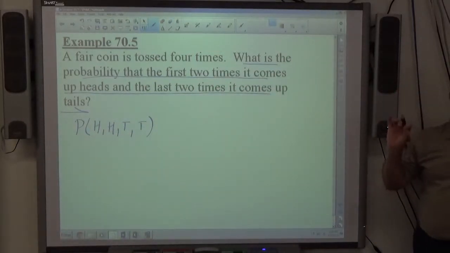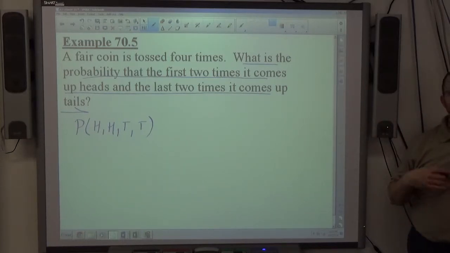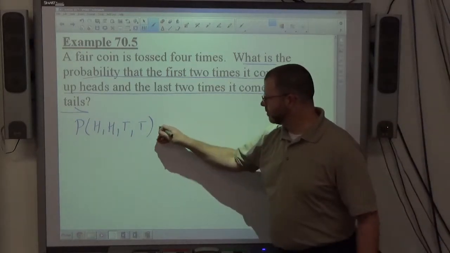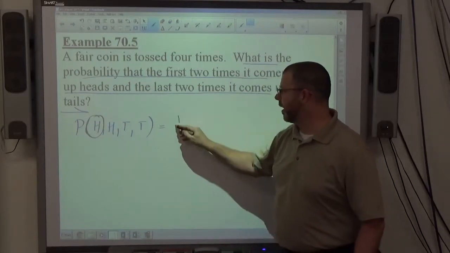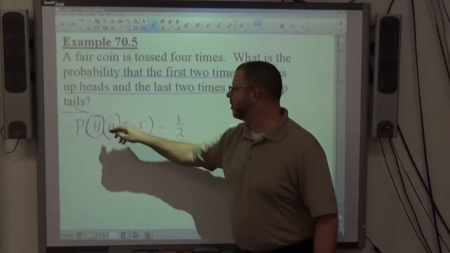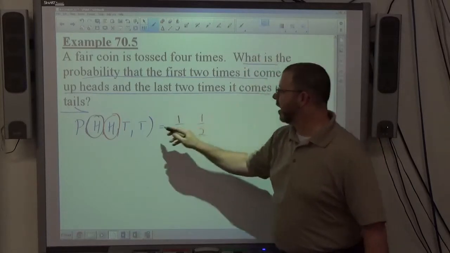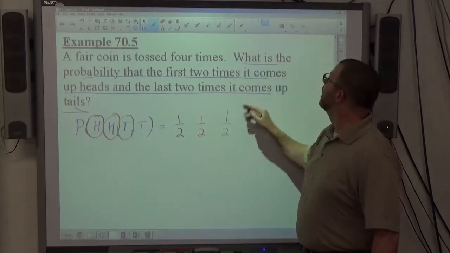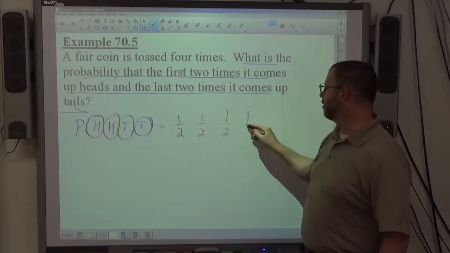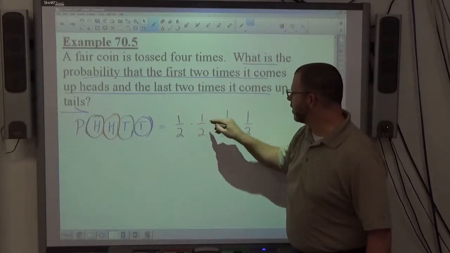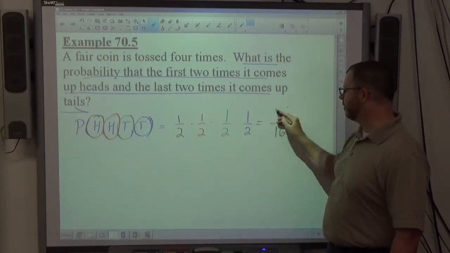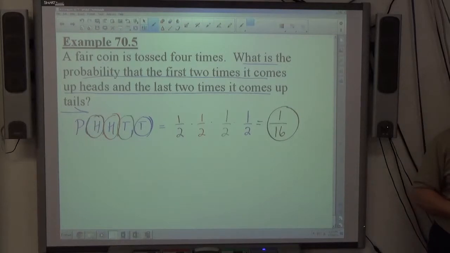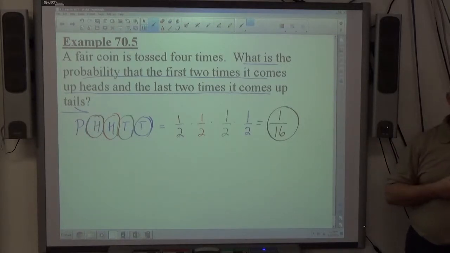All right. So we're looking for the exact possibility of that exact outcome happening. First heads, then a second heads, then a tails, then a second tails. Okay? So the probability of getting heads on the first flip is what? 1/2. The probability of getting heads on the second flip is 1/2. The probability of getting tails on the third flip is 1/2. And the fourth flip getting tails is 1/2. So if I multiply those together, we get 1 on top and 2 times 2 times 2 times 2, 16 on the bottom. 1 out of 16 is the probability of that exact outcome happening.